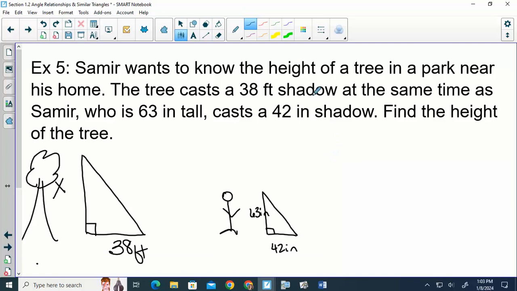So we just have to set up a proportion. What would we say? If you said x over 38, you would say equals 63 over 42. Different ways. If you did x over 63, you'd say 38 over 42. So, doesn't matter. You'll get the same answer.